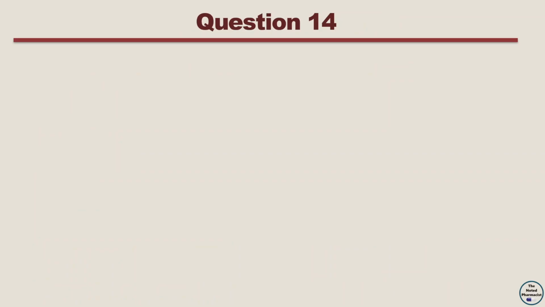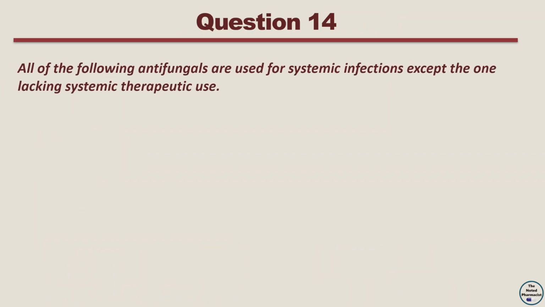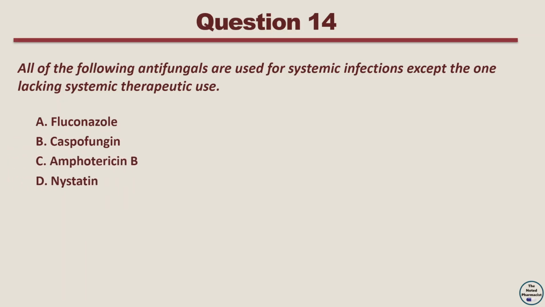Question 14. All of the following antifungals are used for systemic infections except the one lacking systemic therapeutic use. Option A, fluconazole. Option B, caspofungin. Option C, amphotericin B. Option D, nystatin. Option E, voriconazole.